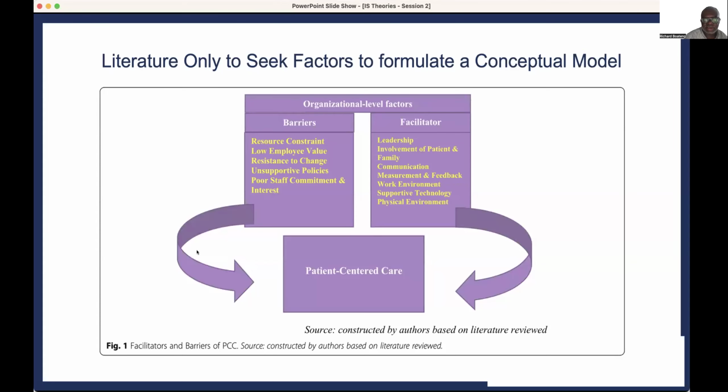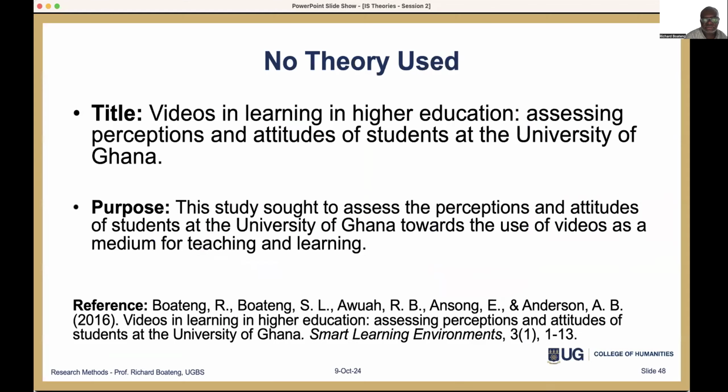So in this scenario, okay. Now, video use in learning in higher education, assessing perceptions and attitudes of students in the University of Ghana. This study sought to assess the perception and attitude of students at the University of Ghana towards the use of videos as a medium for teaching and learning.